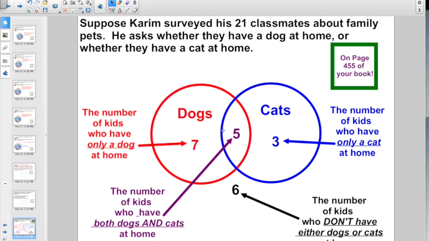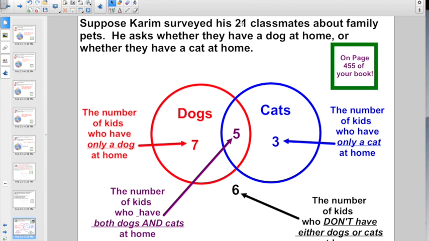But in the middle, where these 2 circles overlap, are the number of kids who have both dogs and cats at home. And this number down here, that's outside both circles, is the number of kids who don't have either dogs or cats at home.